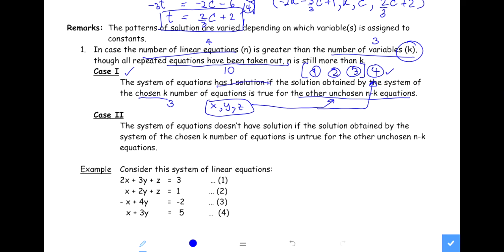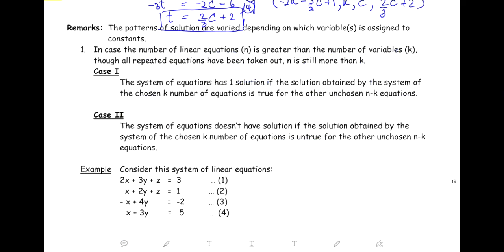But in case 2, you do the same thing. You choose equation 1, equation 2, equation 3, and you get the answer x, y, z from the three equations. But when you substitute into the fourth one, it is not true. The x, y, z that work for 1, 2, 3 don't work for 4. Then you will not have an answer. This one has an answer, and this one has no answer. I wish I could make you understand a little bit.